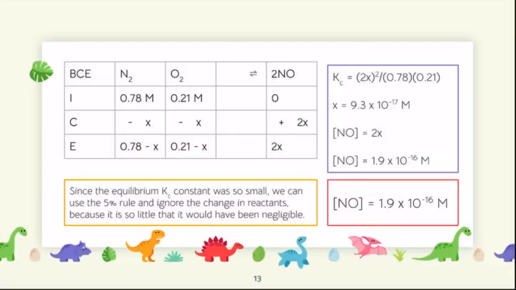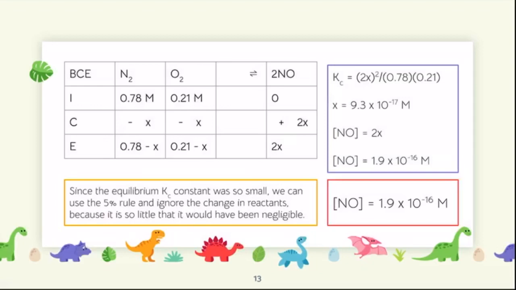So once again, we're going to set up our ice table. The first thing we're going to do is to balance our equation. N2 plus O2 are in equilibrium with 2NO. Next, we're going to fill out the I row, which is our initial concentration, 0.78 moles per liter, 0.21 moles per liter, and 0. For our change row, since our coefficients of the reactants are 1, we'll have negative x, and for our product, we're going to have plus 2x. In the E row, we'll have 0.78 minus x, 0.21 minus x, and 2x.